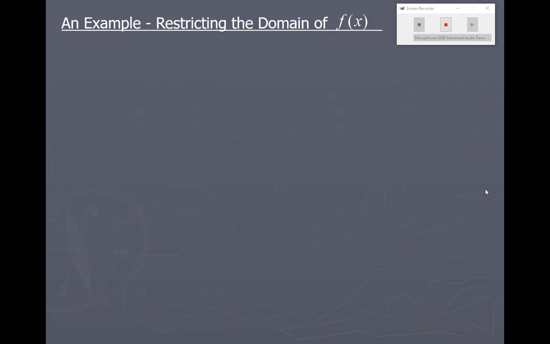An example. Okay, let's get it into real terms of stuff that we can do. Sketch the graph of x squared plus 2. What does y equals x squared plus 2 look like? It's just a parabola, but moved up 2.